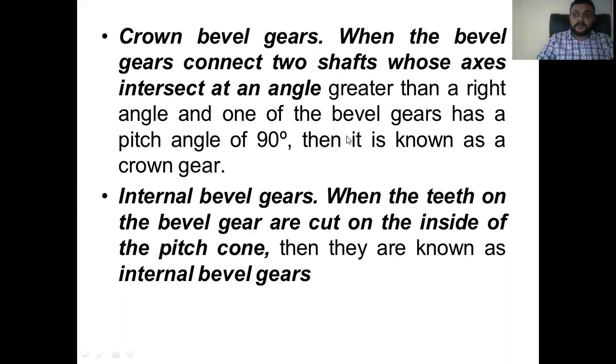Also, you have to see about the crown bevel gear. When bevel gears connect shafts whose axes intersect at an angle greater than a right angle, if the angle between the two shafts is greater than a right angle, and one of the bevel gears has a pitch angle of 90 degrees, then it is known as a crown gear. Just have to see here: they intersect at an angle greater than a right angle, and one of the bevel gears has a pitch angle of 90 degrees. Then it is called a crown gear.